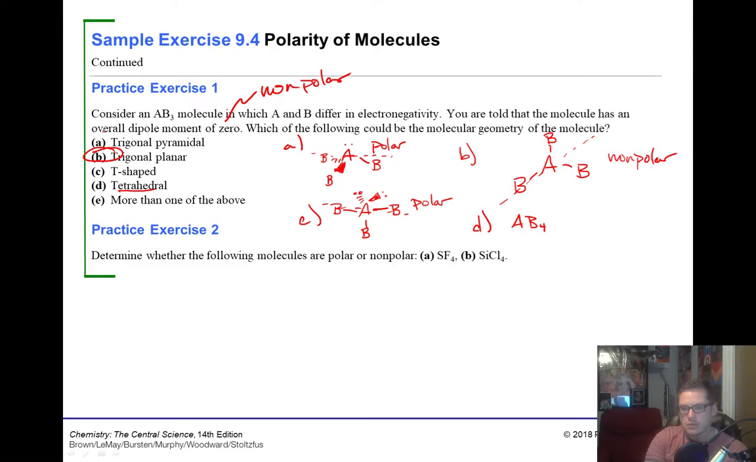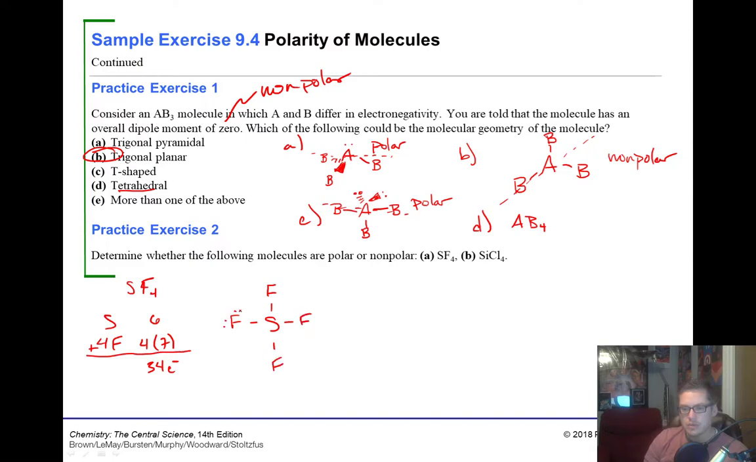Determine which of the following molecules are polar or nonpolar. So SF4: sulfur and 4 fluorines. We're going to add those up. Sulfur has 6, fluorine has 7, so 4 times 7 is 28, plus 6 is 34 electrons. Sulfur is going to go in the middle because it's the least electronegative, so we'll put sulfur, and then 1, 2, 3, 4 for our 4 attached fluorines.